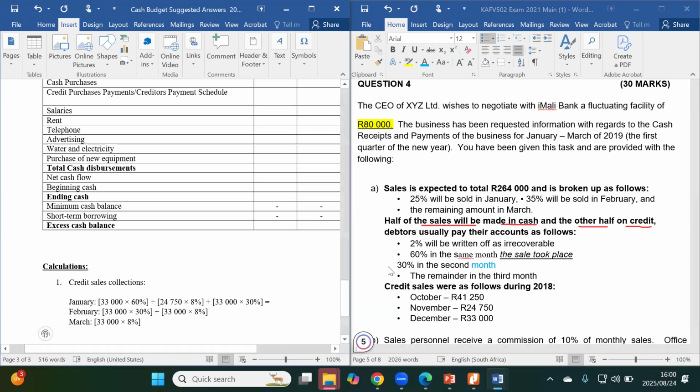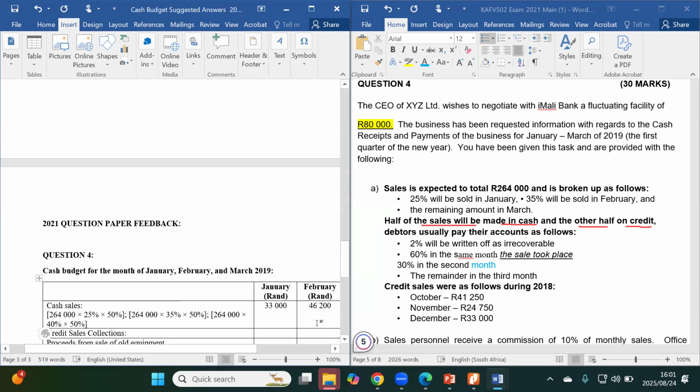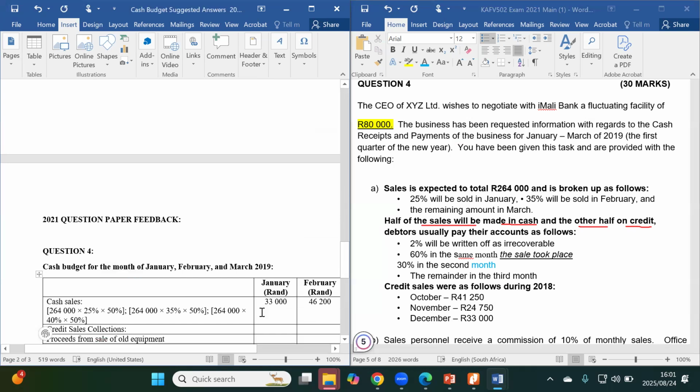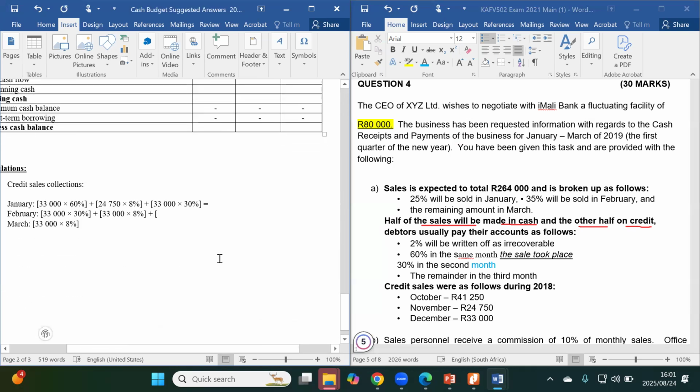Now I want to come back to Feb. As far as Feb is concerned, we do see there was an element that came from January, and an element that came from December. So now let's start with February's credit collection. The 50% credit portion of the total sales for Feb is 46,200, of which 60% is collected in the month of February. So this would be multiplied by 60%.